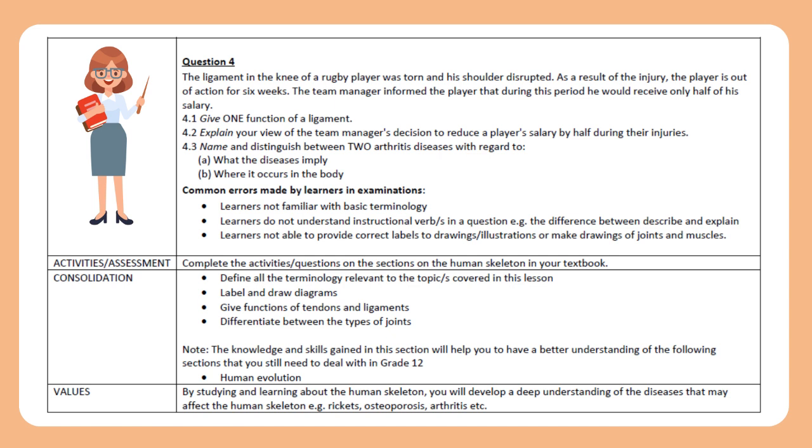Activity/assessment. Complete the activity/questions on the sections on the human skeleton in your textbook. Consolidation. Define all the terminology relevant to the topics covered in this lesson. Label and draw diagrams. Give functions of tendons and ligaments. Differentiate between the types of joints.